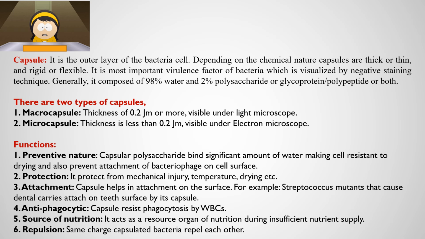There are two types of capsules. 1. Macrocapsule. Thickness of 0.2 µm or more, visible under light microscope. 2. Microcapsule. Thickness is less than 0.2 µm, visible under electron microscope. Functions. 1. Preventive nature. Capsular polysaccharide binds significant amount of water, making cell resistant to drying and also prevents attachment of bacteriophage on cell surface.